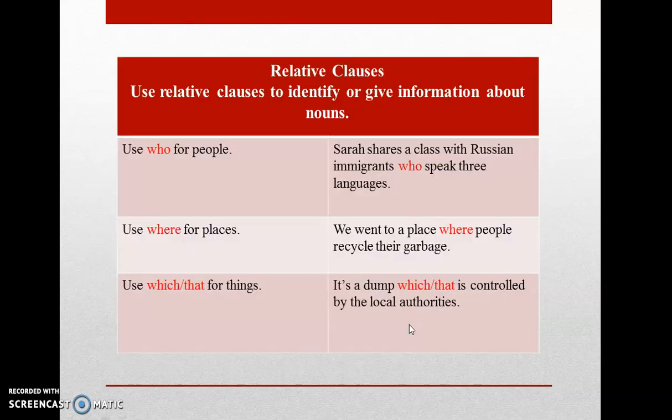Let's continue. So right here we have the structure and examples, okay? Relative clauses. Use relative clauses to identify or give information about nouns, okay? So use who for people. So here is the example. Sarah shares a class with Russian immigrants who speak 3 languages. As you can see, we are talking about people, Russian immigrants, so that's why we are gonna use who in this case, okay?